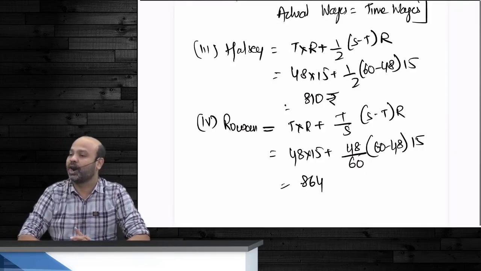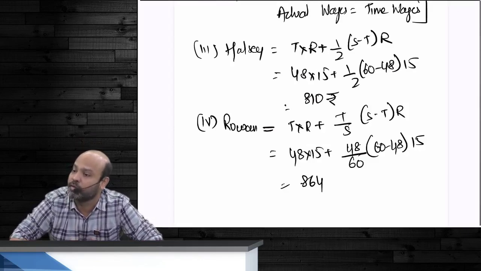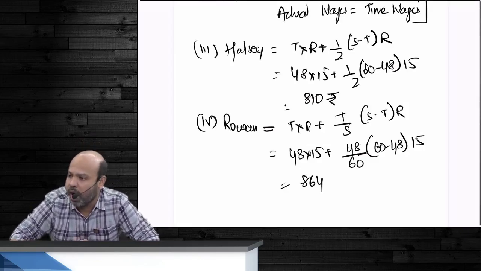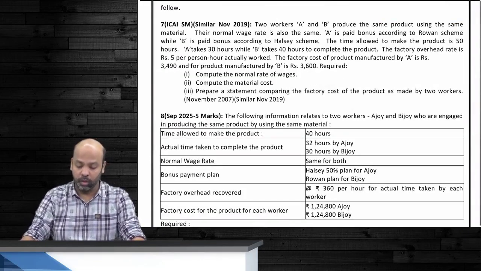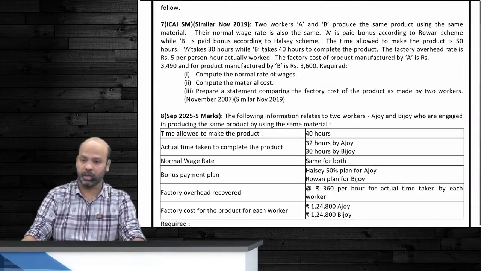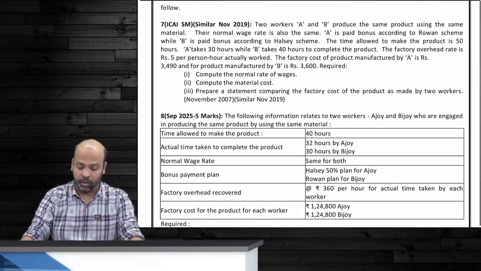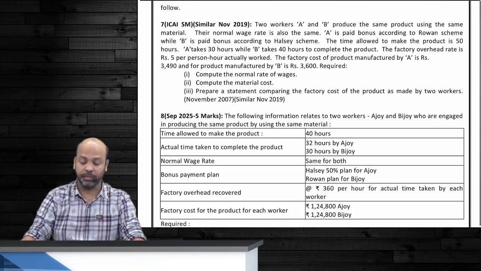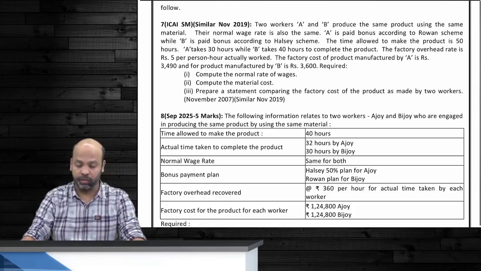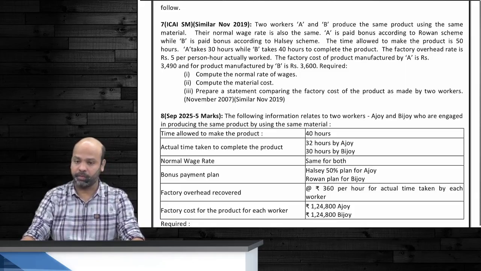Companies should follow the Halsey scheme as it results in a lower wage. Two workers A and B produce the same product using the same material. Their normal wage rate is also the same. A is paid bonus according to the Rowan scheme, while B is paid bonus according to the Halsey scheme.